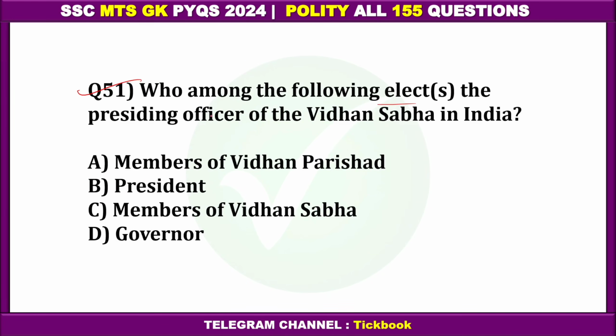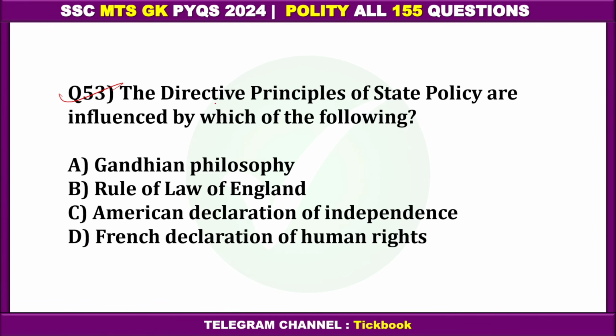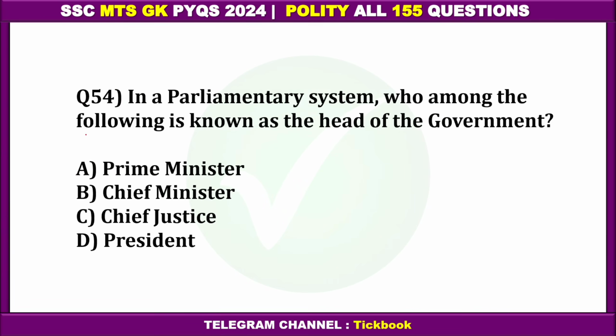51. Who among the following elects the presiding officers of the Vidhan Sabha in India? Option number C, members of the Vidhan Sabha. 52. Which article of the Indian Constitution has provisions for the appointment of High Court judges? Option number C, Article 217. 53. The directive principles of state policy are influenced by which of the following? Option number A, Gandhian philosophy.